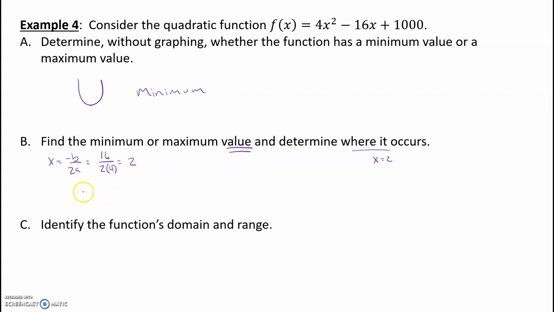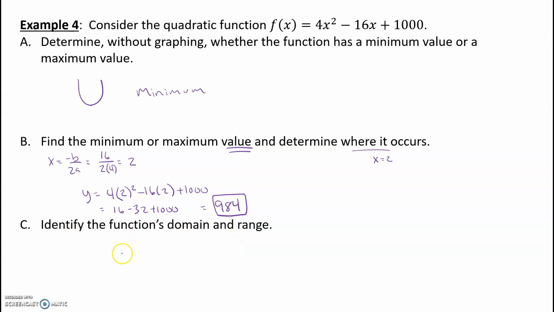What is my y-coordinate? So we have 4 times 2 squared, minus 16 times 2, plus 1,000. So we've got 4 times 4 is 16, minus 32, plus 1,000. And it looks like we're going to get 984. So your value, your lowest point, is going to be 984.